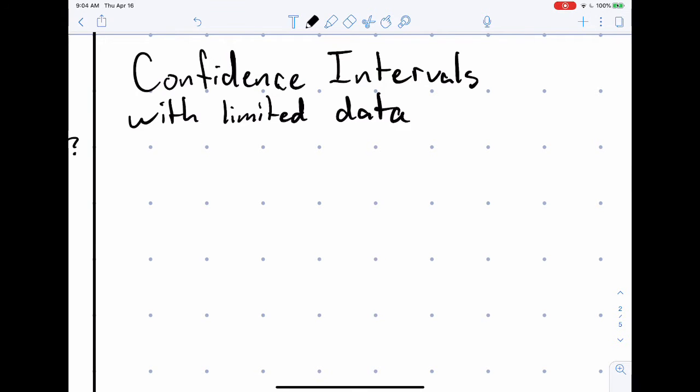I'm going to talk to you right now about confidence intervals with limited data. In this context, limited data means very few observations. Normally for the central limit theorem, we'll talk about having more than 30 observations. When I say limited data, I'm talking about having only very few observations, like 2, 3, 4, 5, up to 10, 15, something like that. So few data points.